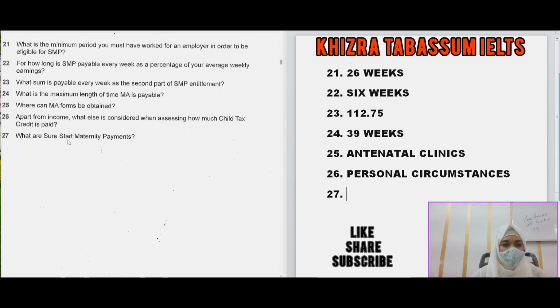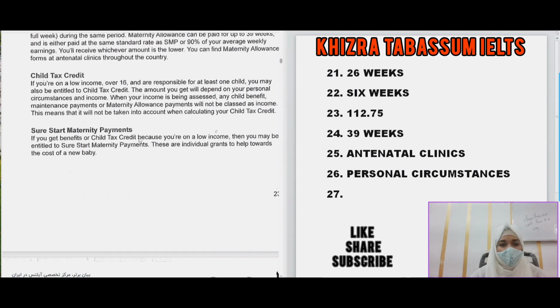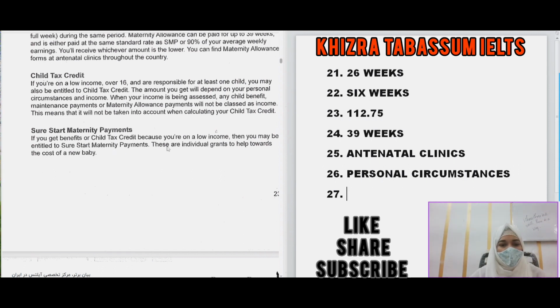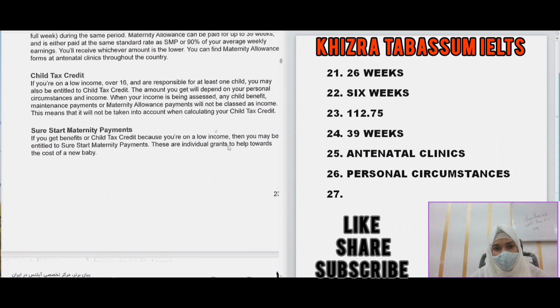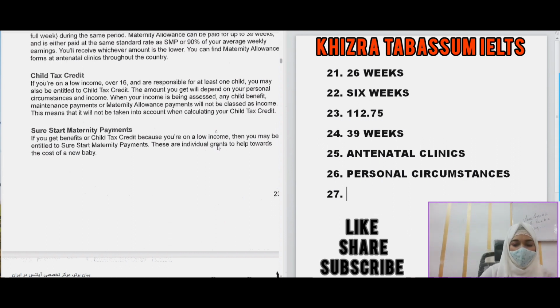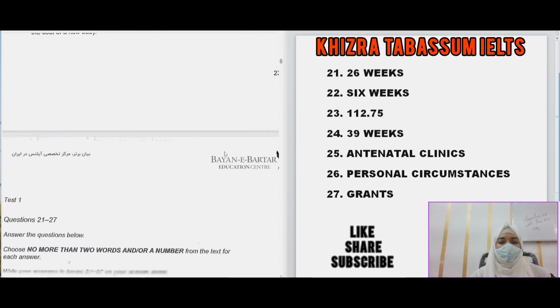What are short start maternity payments? Okay, short start. If you get the benefit of child tax credit because you are on a low income, then you may be entitled to a short start maternity payment. These are individual grants to help towards the cost. When does the short start maternity payment start? These are individual grants. Who is getting it? Every individual person is getting it. Individual grants. Grants will be your answer.